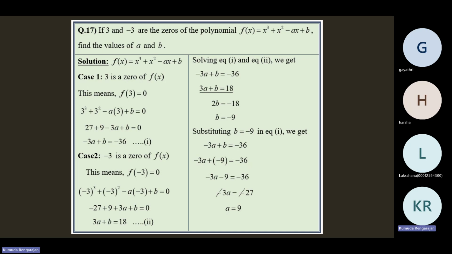Rahul, did you get the two equations correct? Okay, so you want to know what if we change the signs in the second equation? Minus 3a plus b is equal to minus 36. 3a plus b is equal to 18. If you change the signs, it will be minus, minus, minus. So here b minus b will get cancelled. Minus 3a minus 3a is minus 6a is equal to minus 36 minus 18 is minus 54. So minus on either side gets cancelled. a is equal to 54 by 6. a is equal to 9.